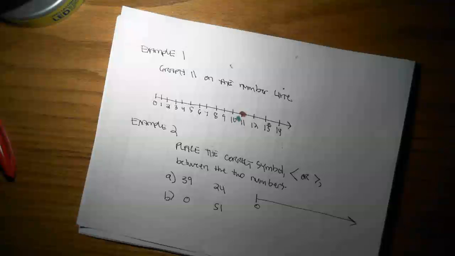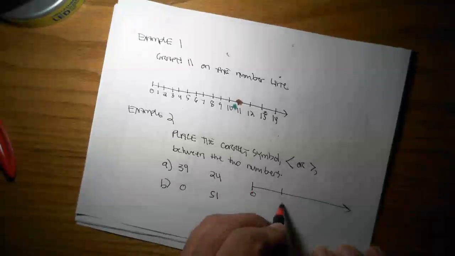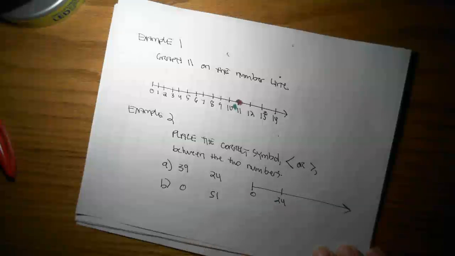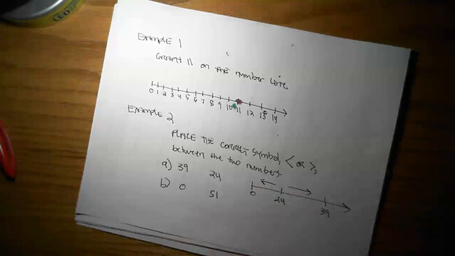Is 39, if you had a number line, to the left or to the right of 24? So we have this number line right here, and let's just say 24 is here. If we keep counting, we're eventually going to get to 39. So let's look at this little number line and think it through. Is 39 to the left or to the right of 24? It's to the right of 24.